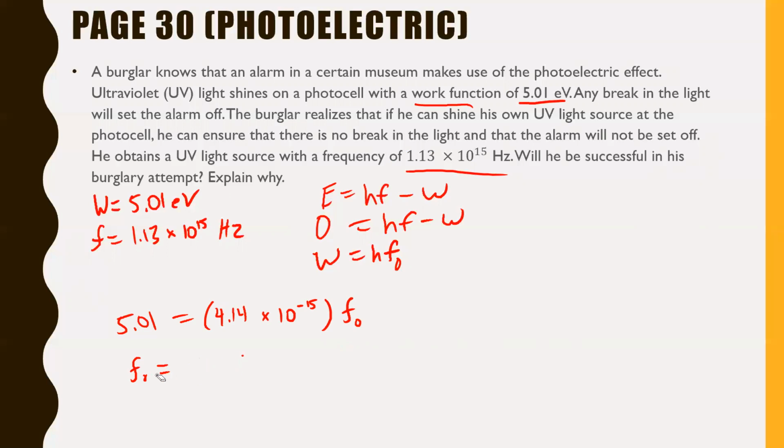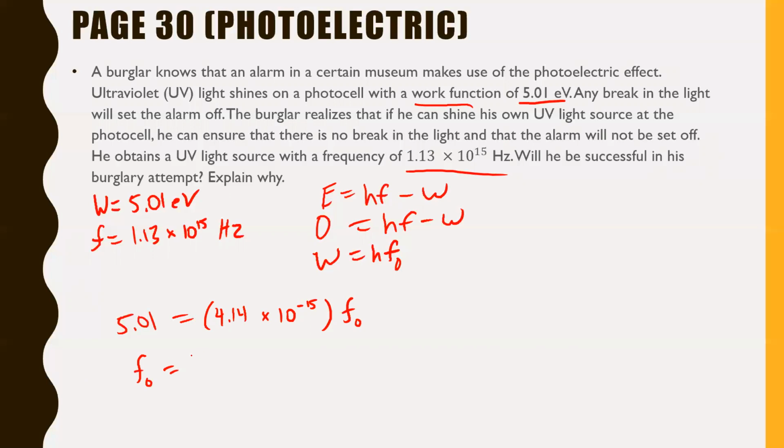Whoops, I goofed up. I just did the wrong thing. Let me try it again. 5.01 divided by, this is real professional right now, 4.14 times 10 to the negative 15. There we go. That's better. Oh, geez, there I was thinking, what on earth am I doing?